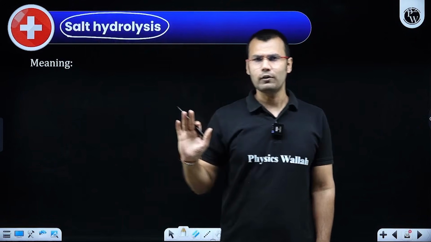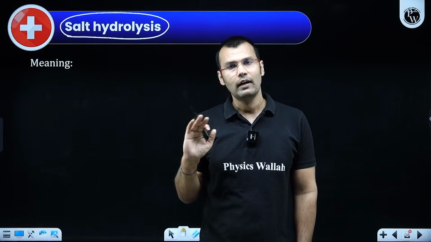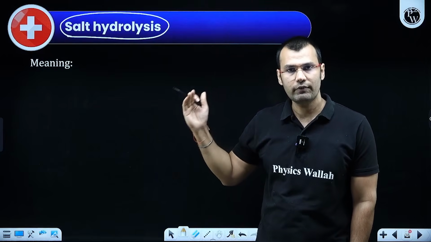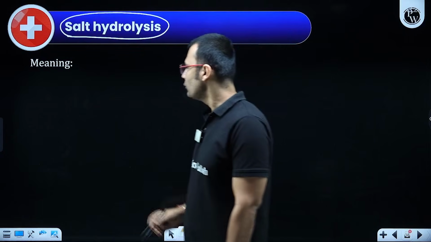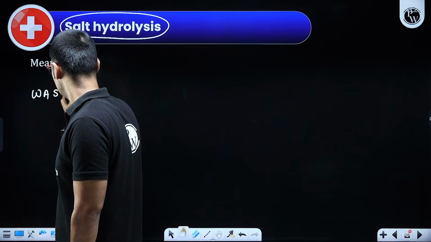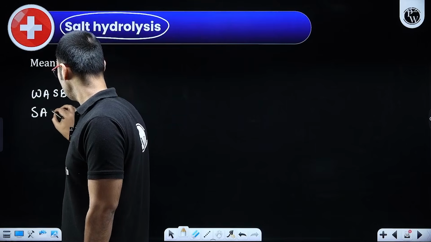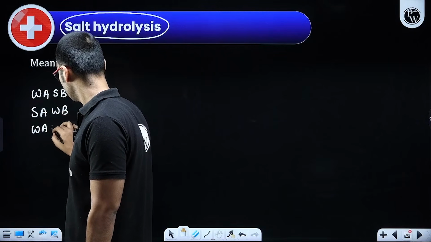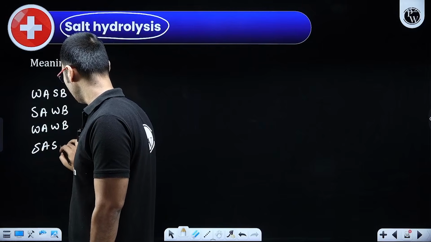I hope you know salt, right? Salt is formed due to the reaction between acid and base, right? And in this chapter, salt is categorized into different parts according to the strength of acid and base, right? You can have a salt of weak acid, strong base. You can have a salt of strong acid, weak base. You can have a salt of weak acid, weak base. And you can also have a salt of strong acid, strong base, correct?